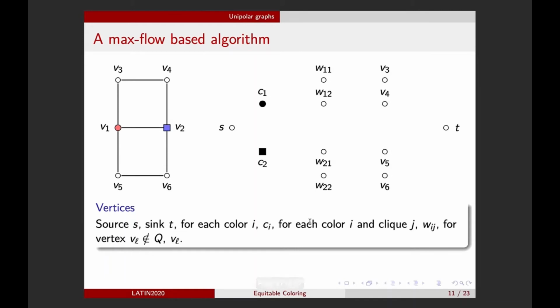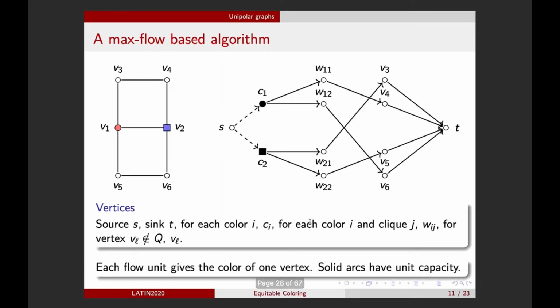And finally, on the last layer of vertices, we have the vertices of G minus Q itself. So V3, V4, V5, and V6 in our example. And how do we create the arcs? Well, we begin with a color. We pick an arc from S to a color Ci, say S to C1. And then, well, we're going to use C1 now.